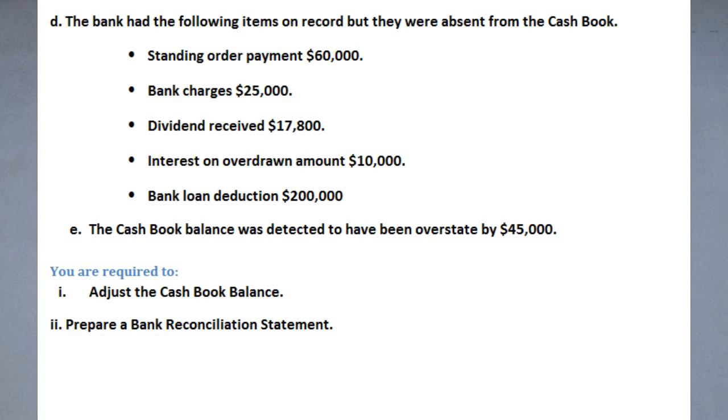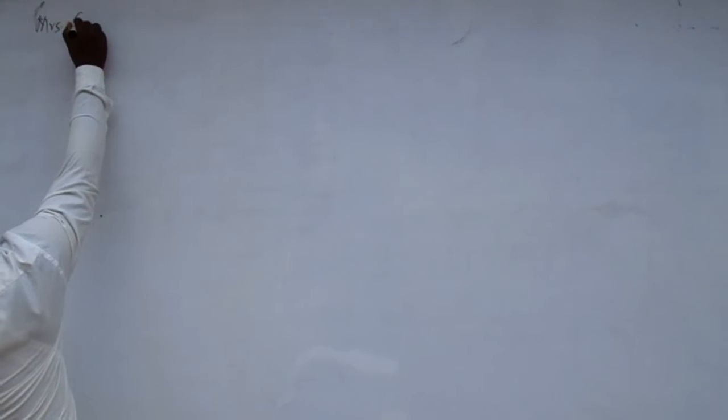You are required to: one, adjust the cash book balance; two, prepare a bank reconciliation statement. This is a very simple question that we are going to solve. We are required to prepare an adjusted cash book and a bank reconciliation statement. So I'll straight away start with the adjusted cash book, and then we'll come back and pick the items one by one again from the question. Mrs. JB Enterprise.